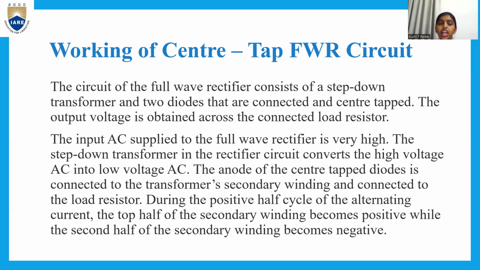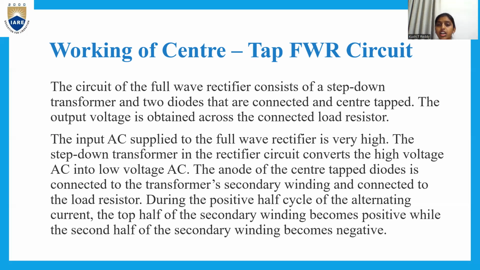So now let us see the working of the center tapped full wave rectifier. The circuit of the full wave rectifier consists of a step down transformer and two diodes that are connected to the center tap. The output voltage is obtained across the connected load resistor. The input AC supplied to the full wave rectifier is very high. The step down transformer converts the high voltage AC into a low voltage AC. The anodes of the diodes are connected to the transformer secondary winding, and the cathodes to the load resistor. During the positive half cycle of the alternating current, the top of the secondary winding becomes positive, while the second half of the secondary winding becomes negative.